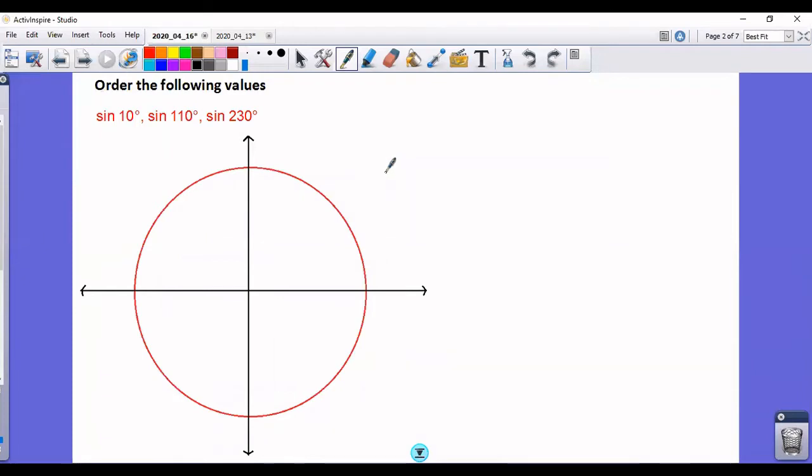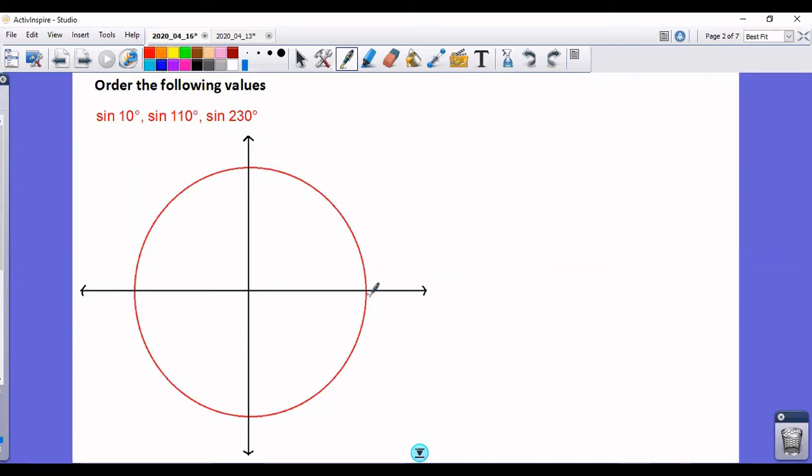Today in this lesson, we are going to order some trigonometric values. We are going to learn how to order them without using a calculator, using the unit circle. So let's start with this: sine of 10 degrees, sine of 110 degrees, and sine of 230 degrees.